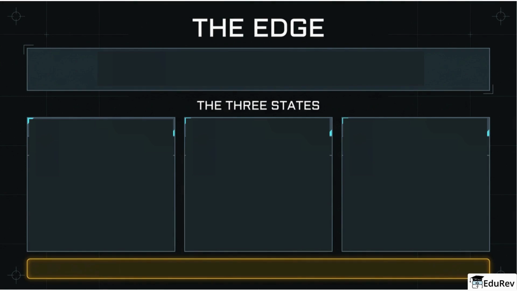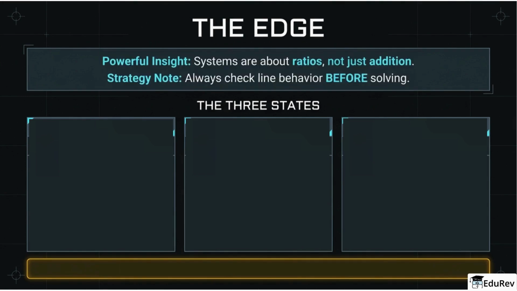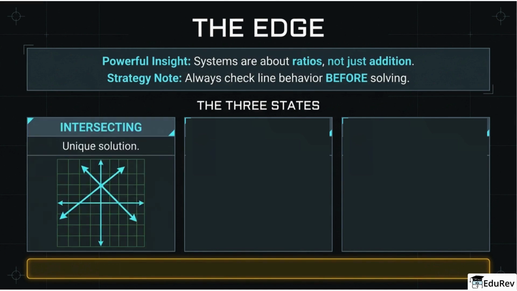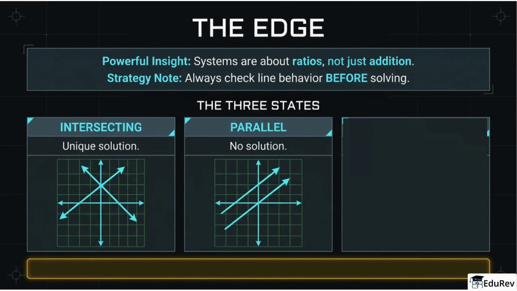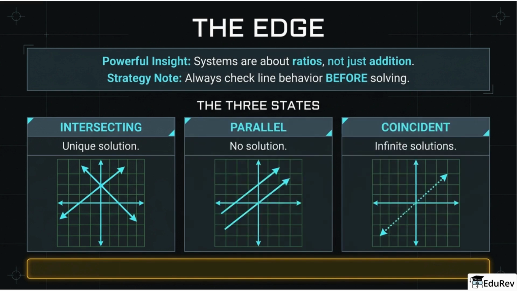This slide shifts from arithmetic into line behavior. Systems are really about ratios, not just addition. So the first thing to check is whether the lines intersect, run parallel, or coincide. Intersecting lines give one unique solution, parallel lines give no solution, and coincident lines give infinitely many solutions. The common mistake is trying to solve equations blindly even when the line pattern already tells you the answer. If you can read the geometry first, you save both time and effort.